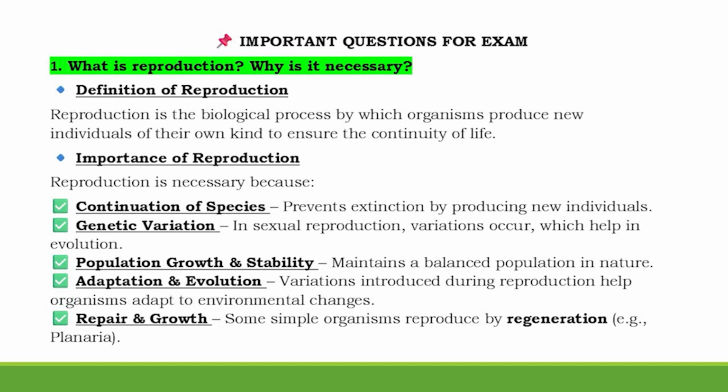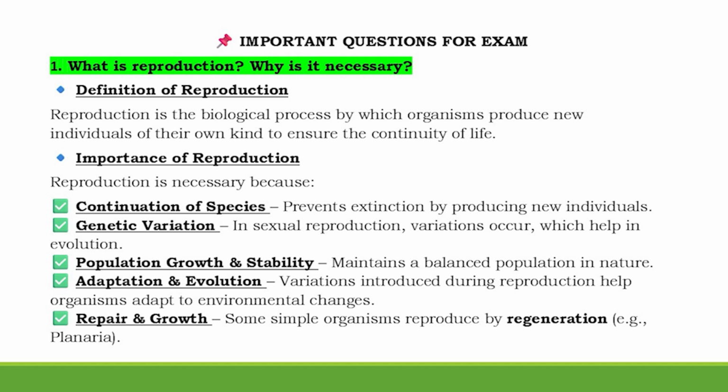Important questions for exam. 1. What is reproduction? Why is it necessary? Definition: reproduction is the biological process by which organisms produce new individuals of their own kind to ensure the continuity of life.